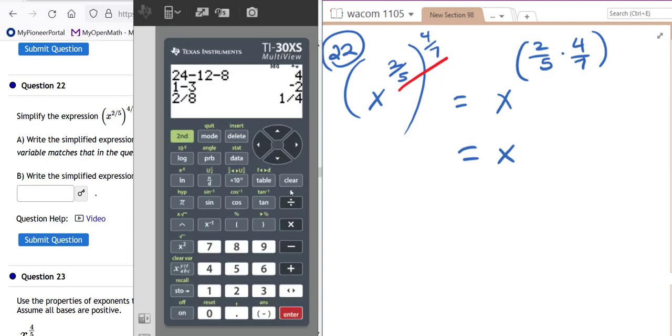So if you have a fraction button, you can use it. If you don't, you can use divide for your fractions, but keep the whole fraction in parentheses. So with the fraction button, I'll do 2 fraction button 5, right, times 4 fraction button 7, enter: 8/35. So you had to know that they multiply, power to a power, keep the base and multiply.